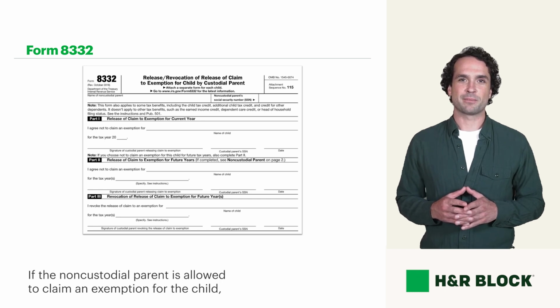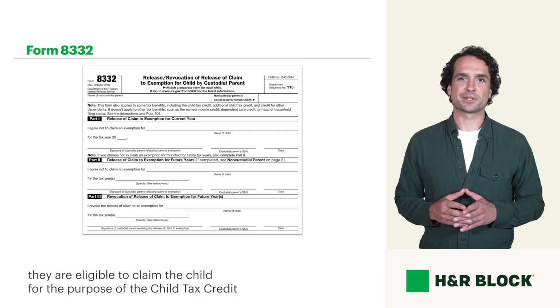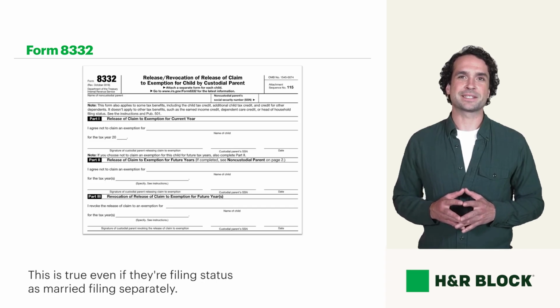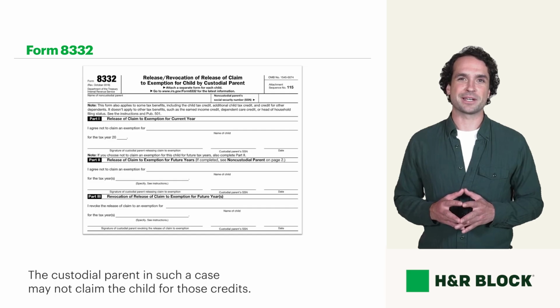If the non-custodial parent is allowed to claim an exemption for the child, they are eligible to claim the child for the purpose of the child tax credit or other dependent credit, and if applicable, the additional child tax credit. This is true even if their filing status is married filing separately. The custodial parent in such a case may not claim the child for those credits.